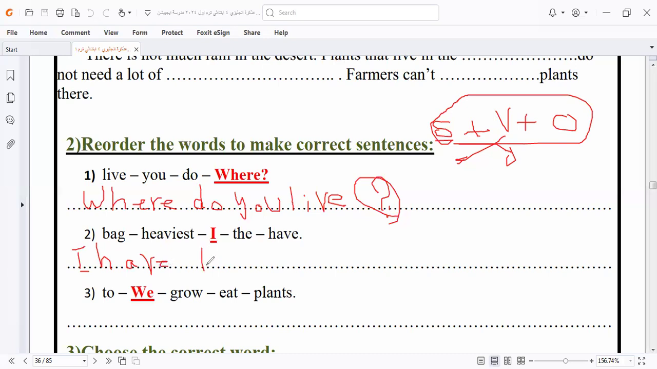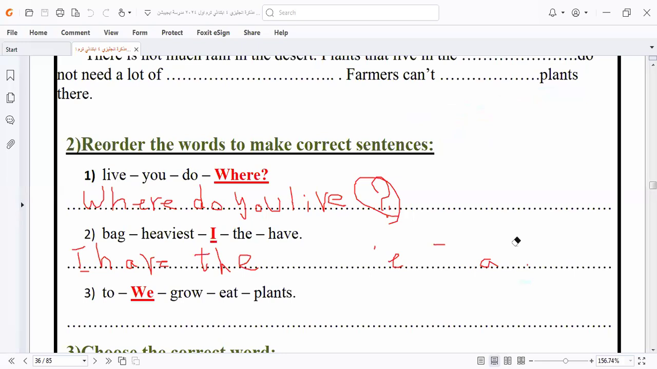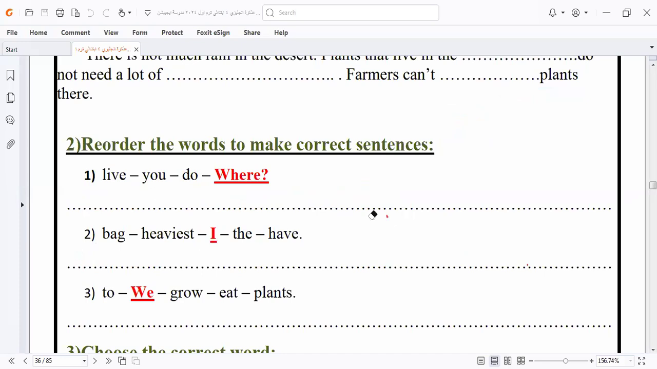I have the heaviest bag. But I will leave the rest to do as homework. I will leave the link of this file below the video to answer the questions and send it to me. Okay, I will leave it to you to answer.